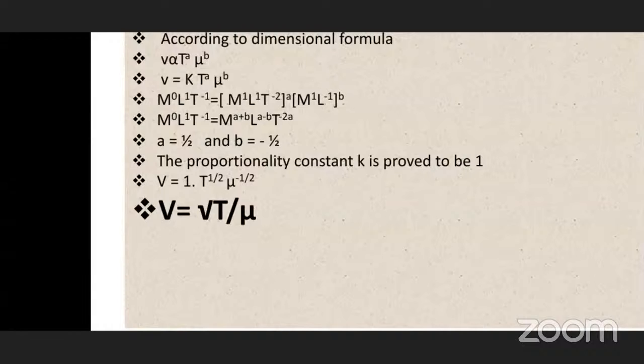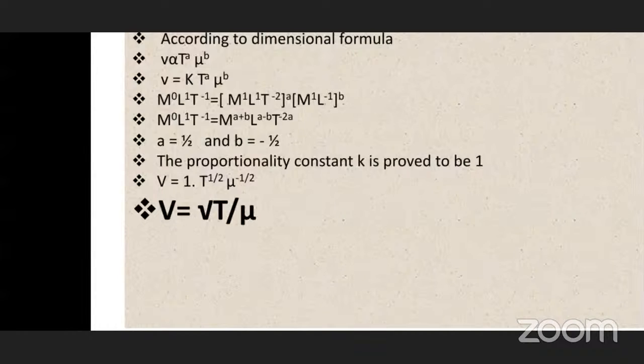Substituting these plus half and minus half in the above equation, we get V is square root of T by mu. In this figure, you should remember this square root is related to both T and mu. Here it seems to be only root T, but actually it should be the square root of the total fraction T by mu. This is the lesson which we have learned today.